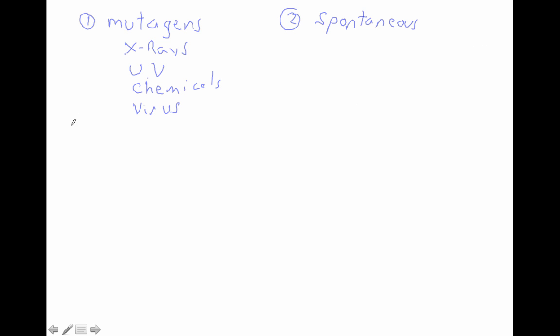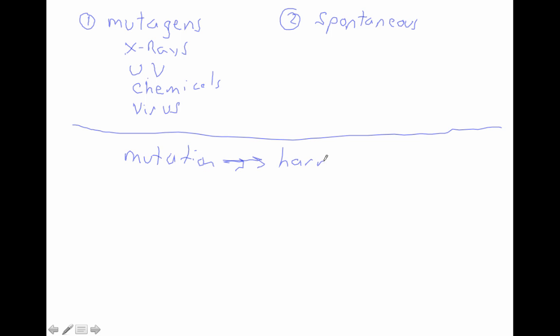Now, one last thought here. I want to just make sure we're clear on something. Often, when we hear the word mutation, we think of a mutation as being harmful. Now, it is true that some mutations can be harmful. Some can be lethal. However, some mutations are actually beneficial.